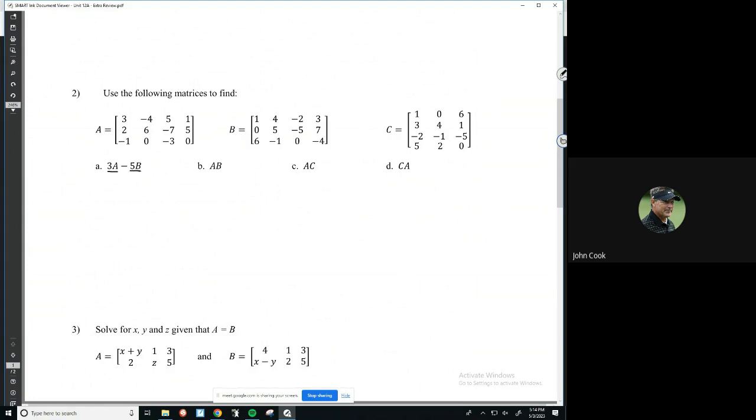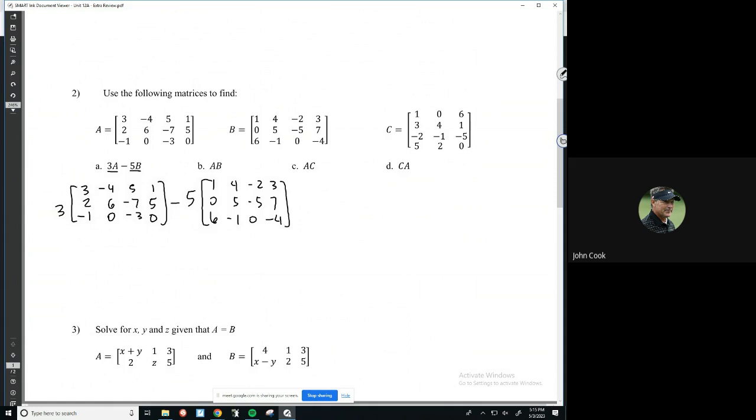So we have 3 times A. I'd write it out: 3 times A, which is 3, negative 4, 5, 1, 2, 6, negative 7, 5, negative 1, 0, negative 3, 0. And then minus 5 times B. So B is 1, 4, negative 2, 3, then 0, 5, negative 5, 7, and 6, negative 1, 0, negative 4.